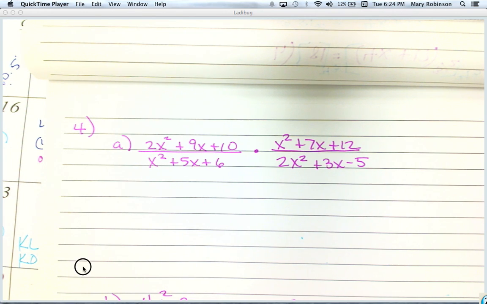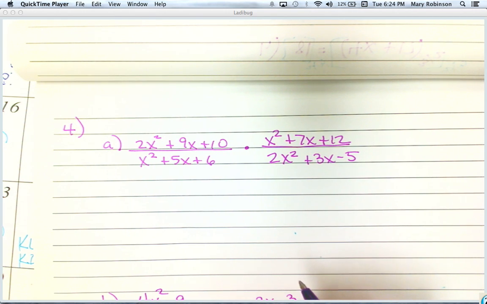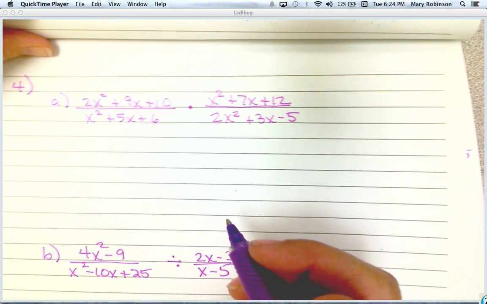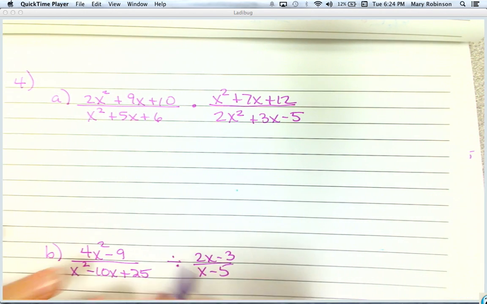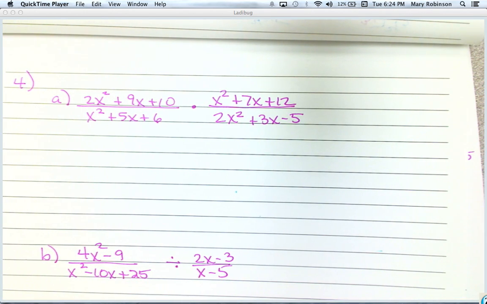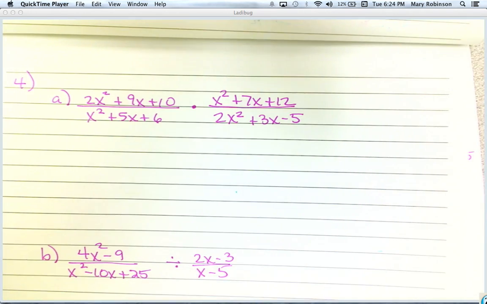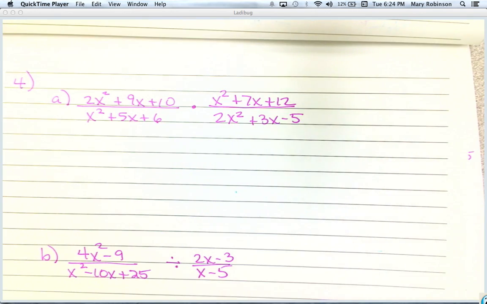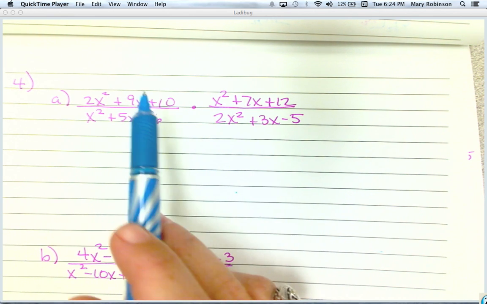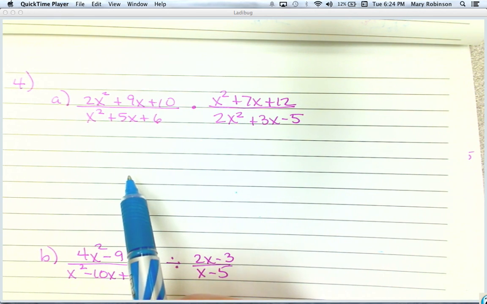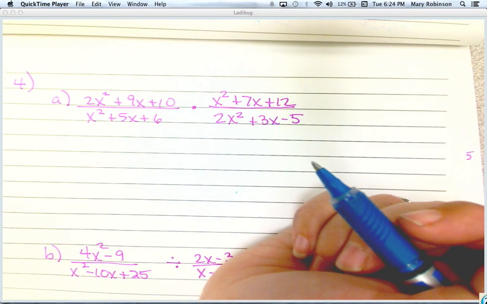Alright, in this video I'll be covering problem 4, parts A through F for your test review. Number 4, notice first that your operation is multiplication. When multiplying rational expressions, it's going to be important to factor out anything that's factorable and then see if common factors will cancel diagonally or vertically, but never horizontally. So your first job is to factor.